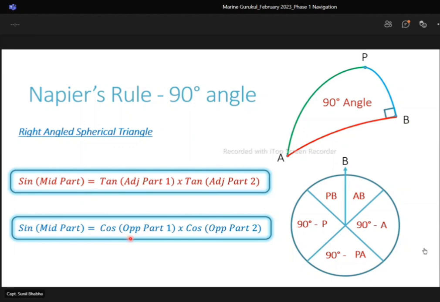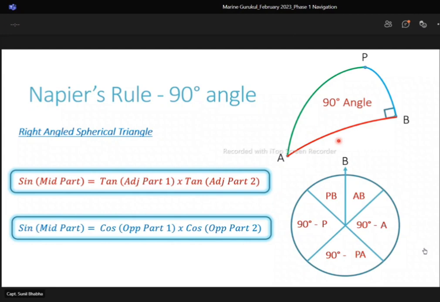Another important thing to understand is that we have filled up the parts going clockwise in the triangle PAB. We have moved clockwise in the cartwheel also. Now, just to make you aware, if instead of clockwise, somebody wishes to go anti-clockwise, or by mistake, let us say you move anti-clockwise.